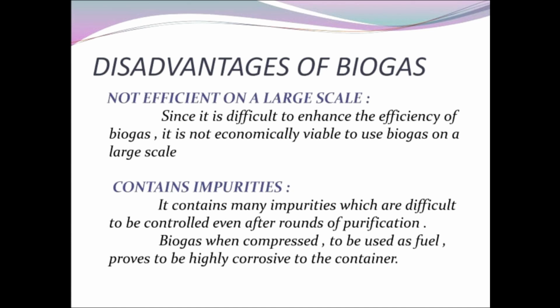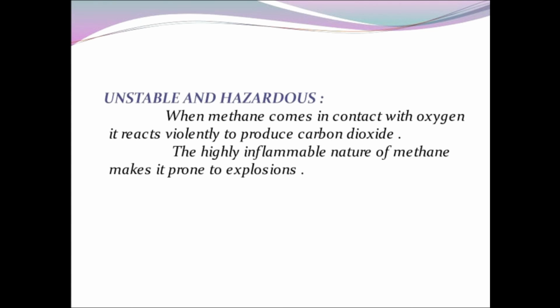Next, what are the disadvantages of biogas? Number 1. Not efficient on a large scale. Number 2. Contains impurities. It contains many impurities which are difficult to control even after rounds of purification. Number 3. Unstable and hazardous. When methane comes in contact with oxygen, it reacts violently to produce carbon dioxide.